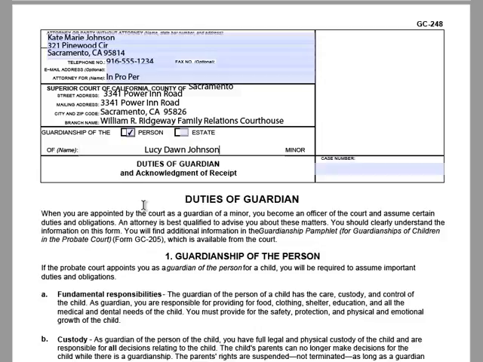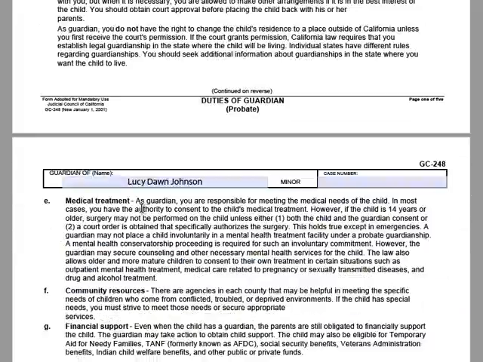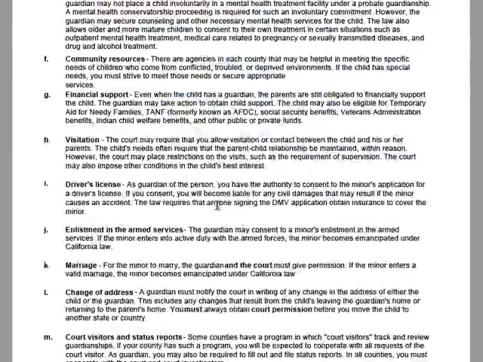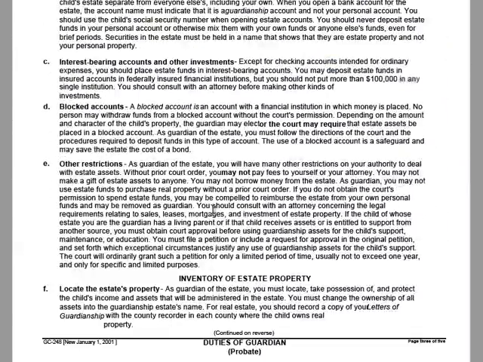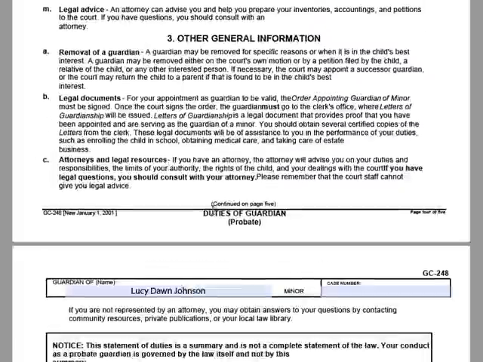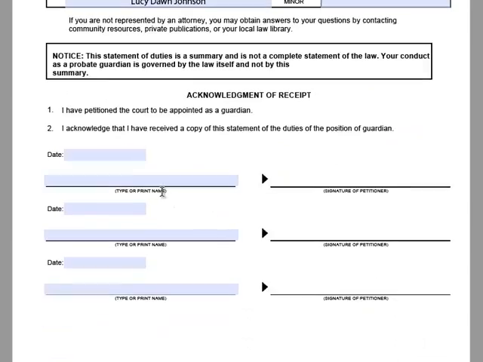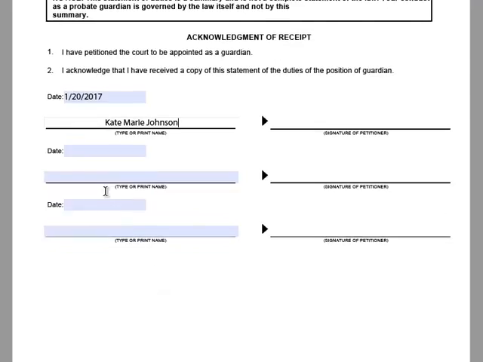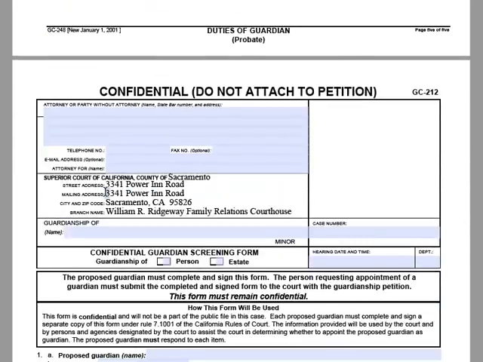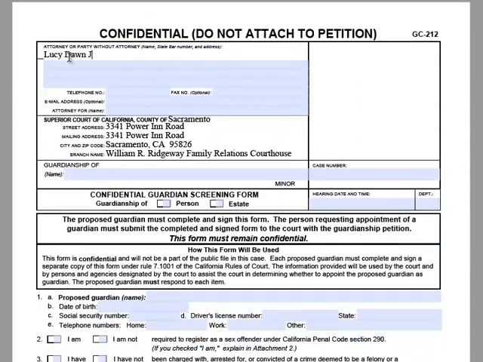Why even have this form? The court wants to make sure that anyone who is appointed guardian knows what's expected of them, so this form tells them. By signing it, you are telling the court that you've received a copy. You should read the parts that deal with guardianships of the person and guardianships in general to know what you're expected to do. The confidential guardian screening form is next.